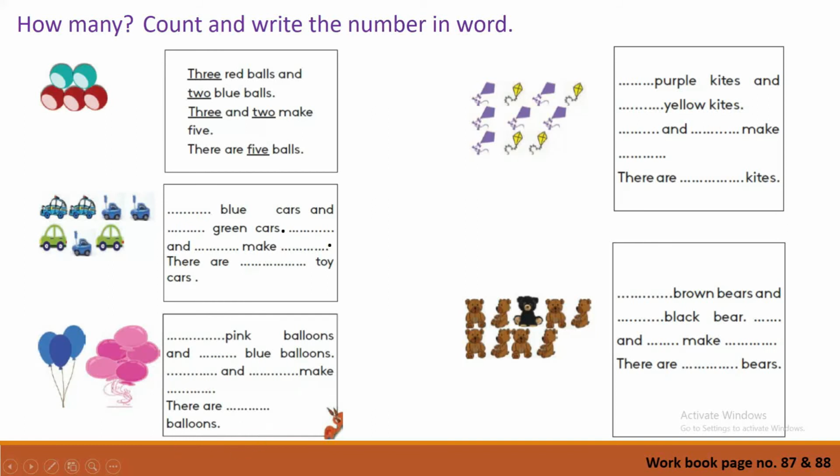Okay, now turn to the next page. Page number 88. There are some kites. They are purple and yellow kites. Okay, let's count purple kites. 1, 2, 3, 4, 5, 6. 6 purple kites. And yellow kites, how many? 1, 2, 3, 4. Now you have to write number 4. 4 yellow kites. What are the numbers here? 6 and 4. Then you have to complete. 6 and 4 make. Very good. 10. 6 and 4 make 10.